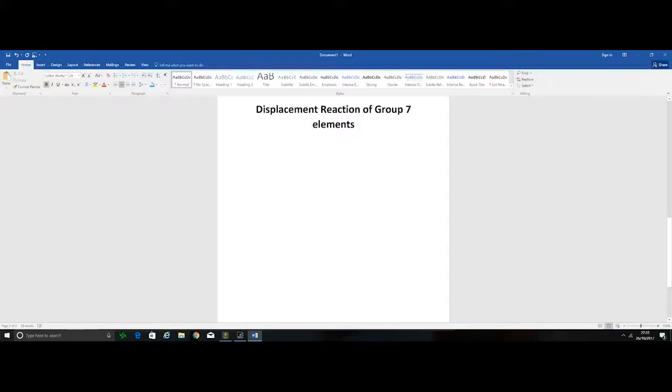Okay guys and girls, so today what we're going to be looking at is displacement reactions of group 7 elements.